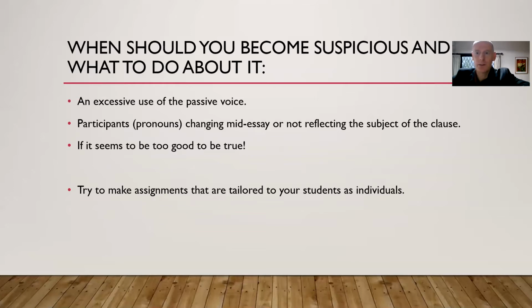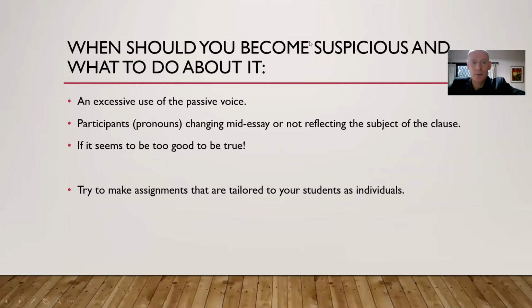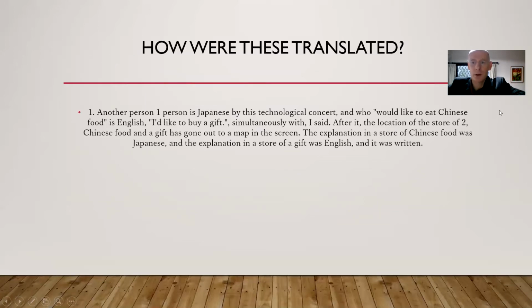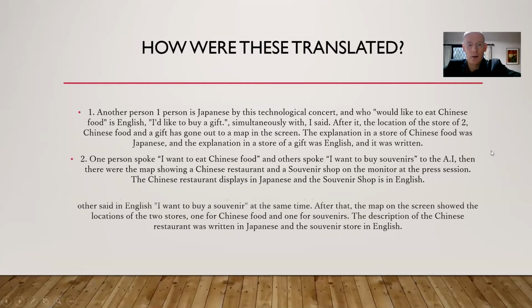So when should you become suspicious, and what to do about it? Well, what you do about it if you discover a student has used online translation is entirely up to you. But an excessive use of the passive voice and incorrect use is something I noticed. Also participants changing or not reflecting the subject of the clause, as mentioned, or maybe if it seems to be too good to be true. So what you can do is try to make assignments that are tailored to your students as individuals, of course.